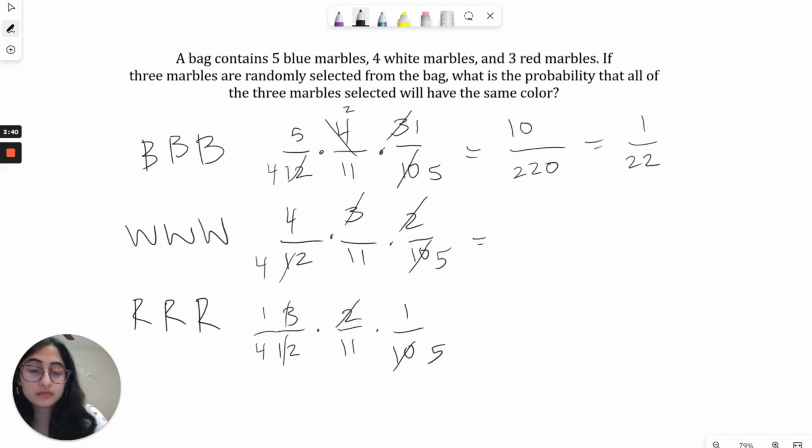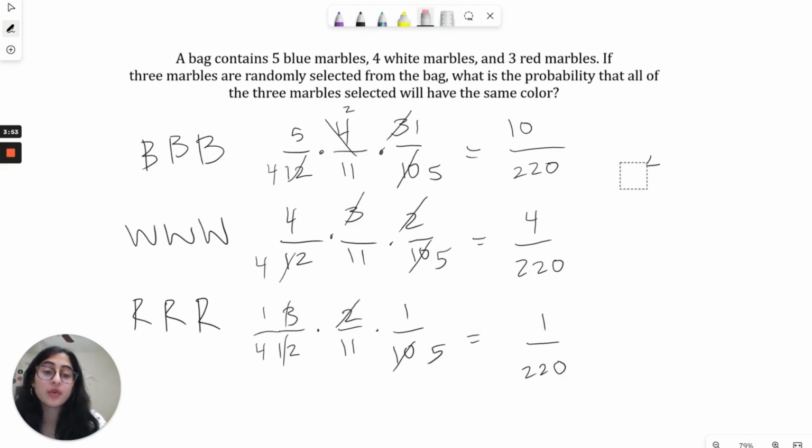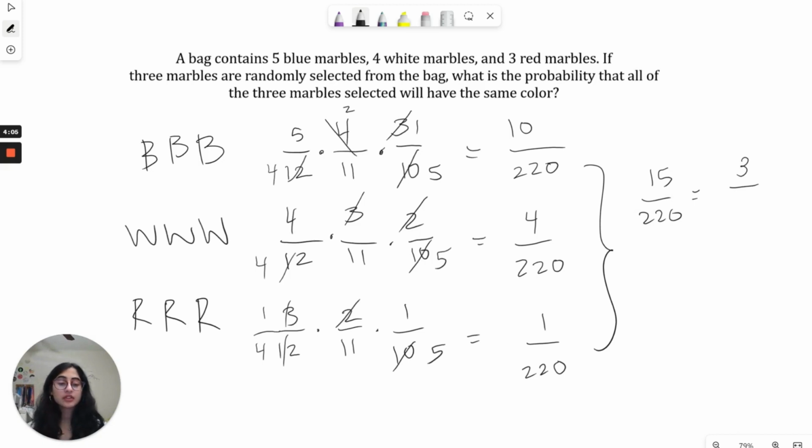And then for this one, we have 4 over 220 on the bottom. And then for the last one, we just have 1 over 220. So adding all of these up, we have 10 plus 4 plus 1. So that's 15 over 220. We can simplify this and divide everything by 5. So that'll give us 3 over 220 divided by 5. Why am I blanking? 44? Yeah, it's 44. So this should be the probability that all those 3 marbles selected have the same color.